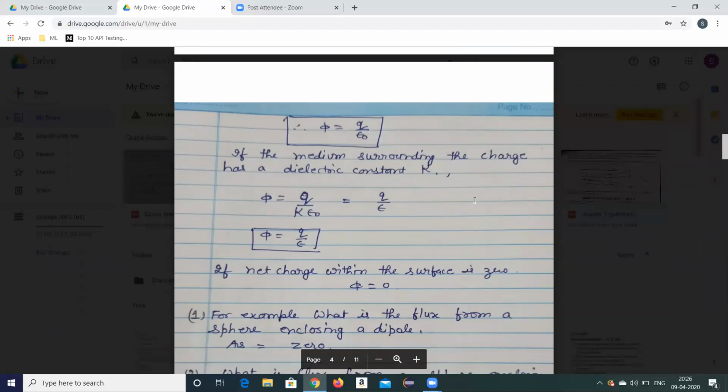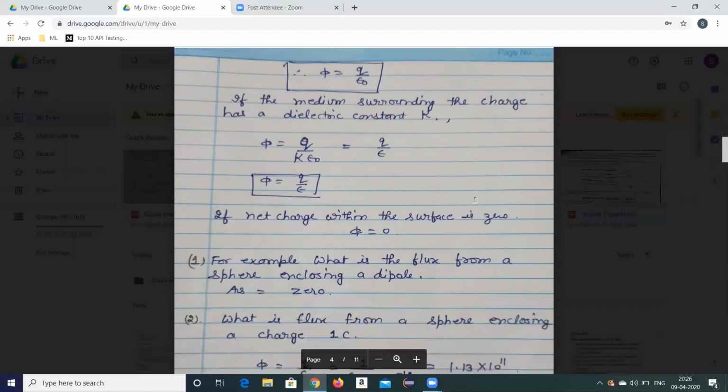If the medium surrounding the charge has a dielectric constant K, then we substitute epsilon instead of epsilon naught. If the net charge within the surface is 0, then phi will be 0.